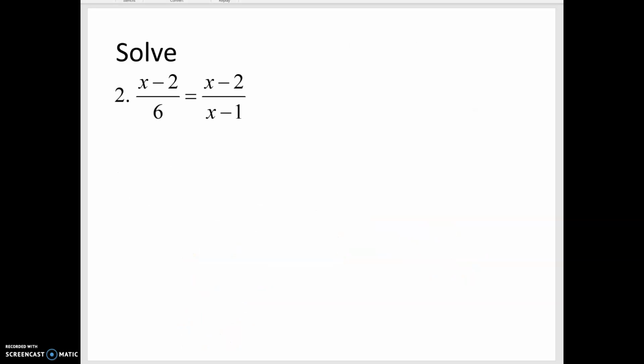Second example. Let's go ahead. We're going to cross multiply this one. Remember that you have to be careful when you cross multiply these. Make sure that you get all of those pieces. So it's really like 6 times x minus 2. And then on the other side, x minus 1 times x minus 2. So you do actually have to multiply both of those pieces times 6 on the left. So we get 6x minus 12.